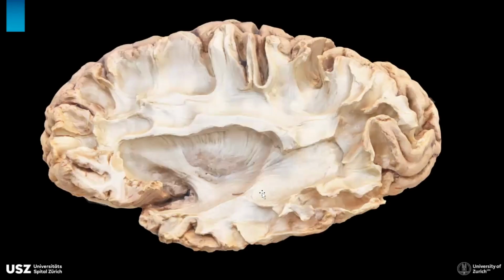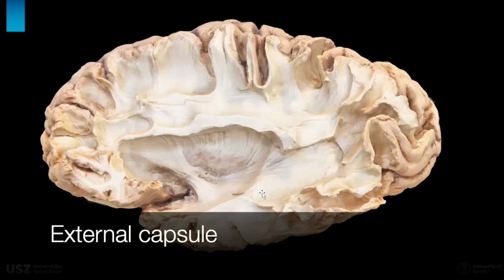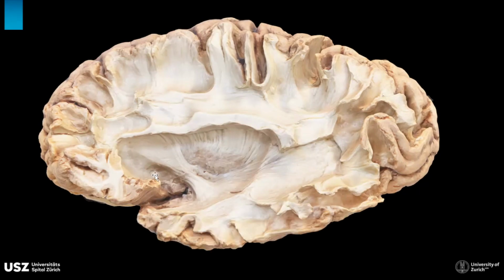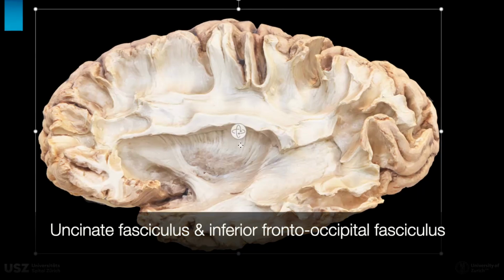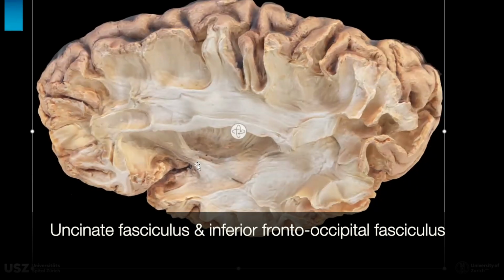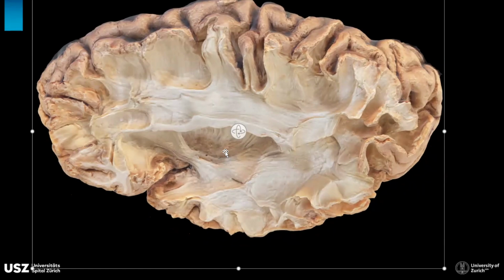Next step, removal of the capsula extrema reveals the capsula externa, which has 2 components, cranial and caudal. The caudal part of the capsula externa, or external capsule, consists of 2 association fibers: the uncinate fascicle, let me just show it better to you, here you see it better, and the inferior fronto-occipital fascicle. The 2 are the components of the caudal portion of the capsula externa, or external capsule.